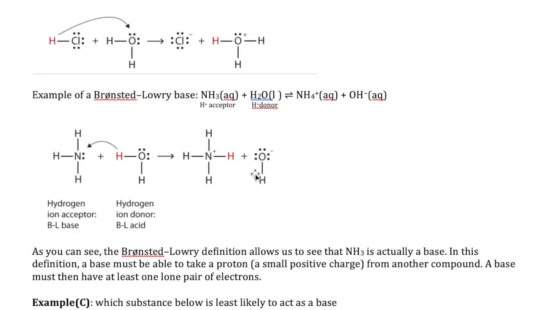This is a Lewis structure drawing that shows you exactly how that process occurs. Keep in mind that your Bronsted-Lowry base would always have at least one lone pair of electrons, because it needs that in order to attract the H plus from the acid.